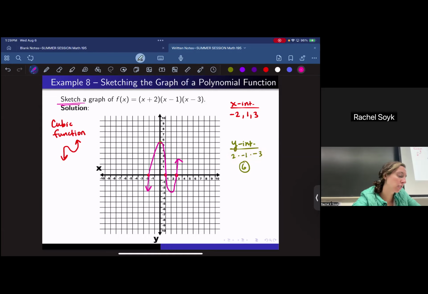And that's it. So that's your sketch. And then again, don't forget to write it out. X + 2, x - 1, x - 3. How do you know it's a cubic function? Because your exponents for each of these binomials are 1, which means we have x times x times x. Your highest degree is going to be x to the third. Yeah.